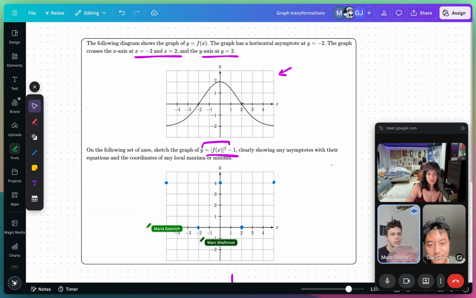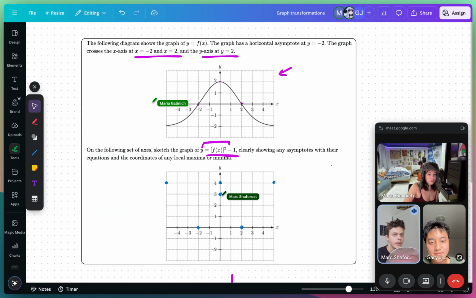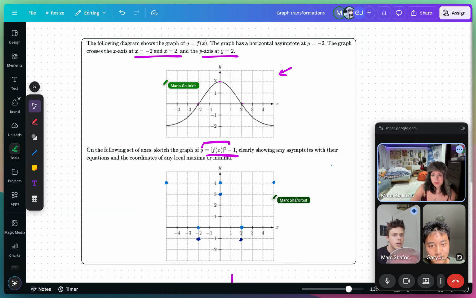So what I would do in this situation is, even before tracing it out, to not clutter the graph itself, move all the points down by 1 due to this little transformation, -1. So actually, the y-intercept is going to be 3. The zeros are actually going to be right here. And the values up here are also going to be shifted down 1.